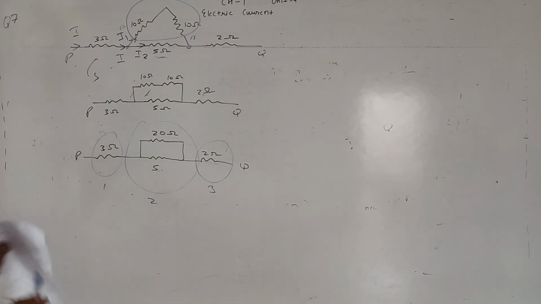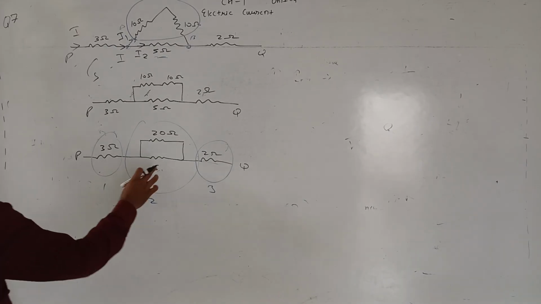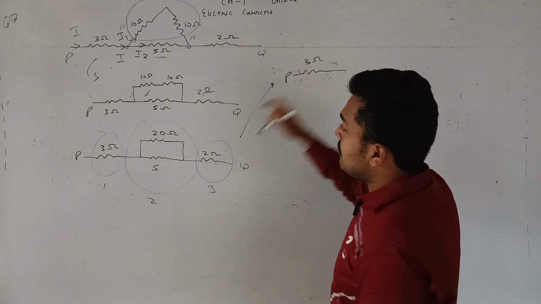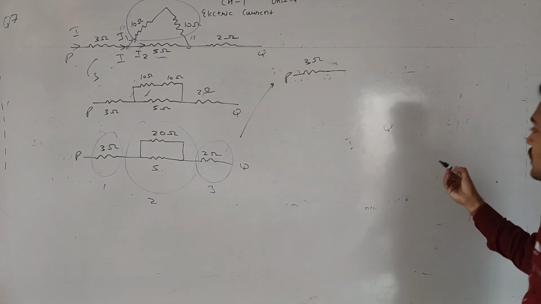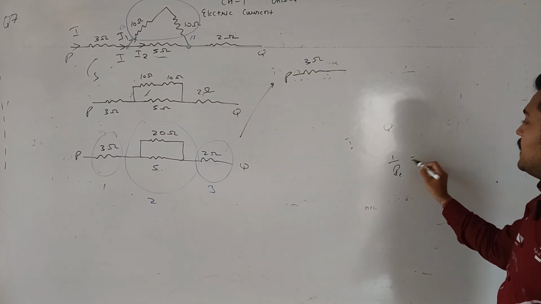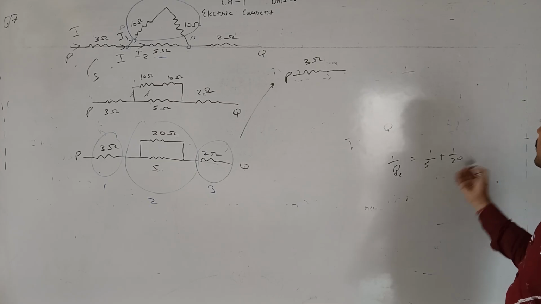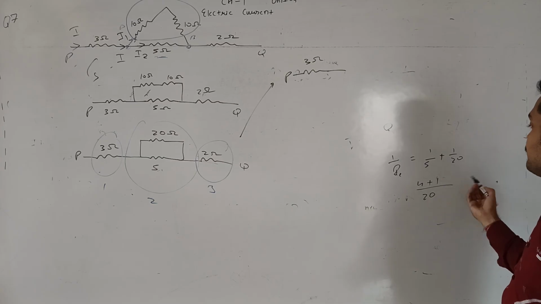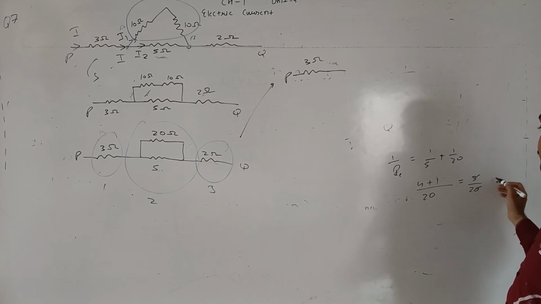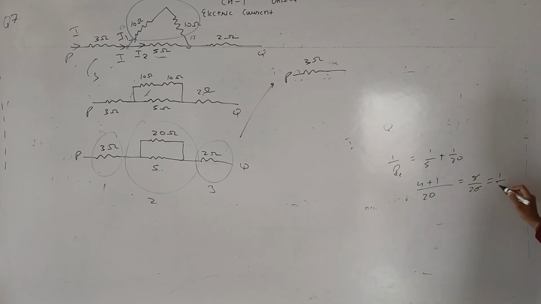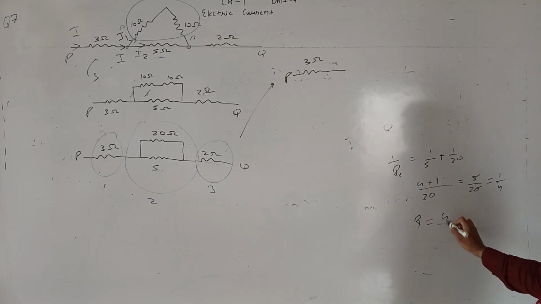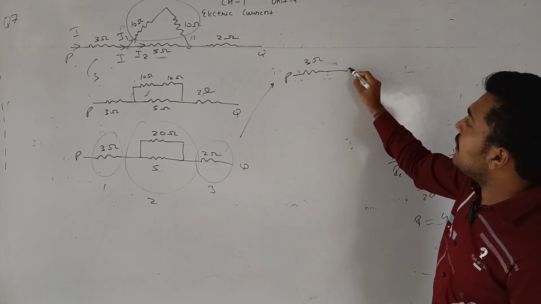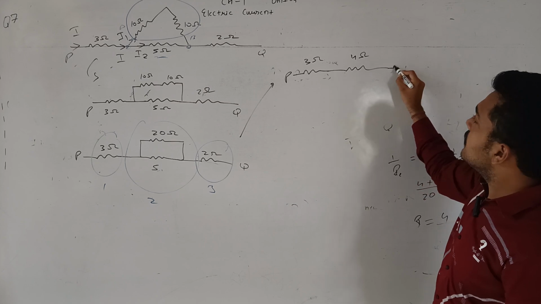So now we have to find the equivalent of this parallel combination. So this will become P and 3 ohm, and the parallel combination of 20 and 5. So 1 by R equivalent is 1 by 5 plus 1 by 20. So 20 is the LCM, divided by 25, 4s are 20 plus 1. So it is 5 by 20, 5 4s are 20, 1 by 4. So 1 by R equivalent is 1 by 4, R is 4. So this is P, and then we have 4 ohms, and then we have the last 2 ohms.